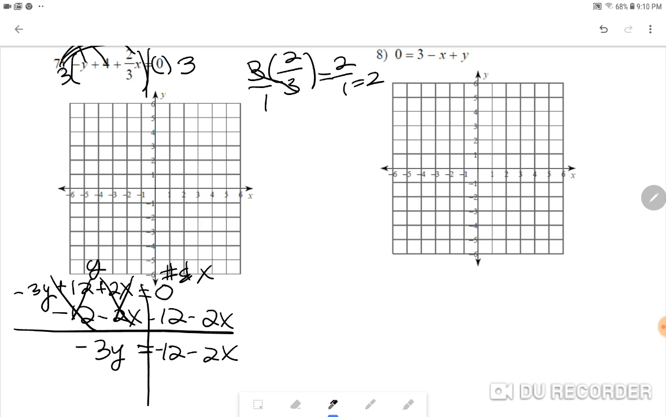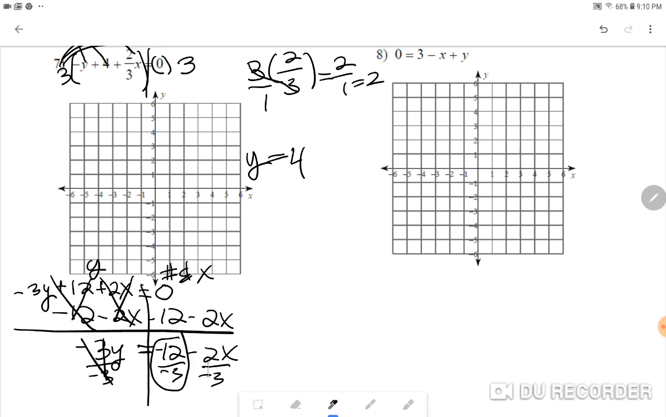Okay. And last step, get the y by itself. So you do that by dividing by negative 3. Dividing both sides by negative 3. These cancel, so you have y is equal to negative 12 divided by negative 3, which will give you 4.